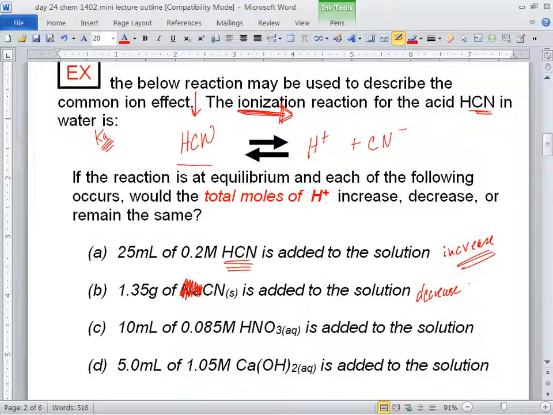We're going to add 10 mils. Now, I changed this morning, so your notes are all fine. They're all perfect. They're all right. It's just I added a few things to hopefully not muddy the water anymore. But I added 10 mils of 0.085 molar HNO3 to the solution. What is so special about HNO3?